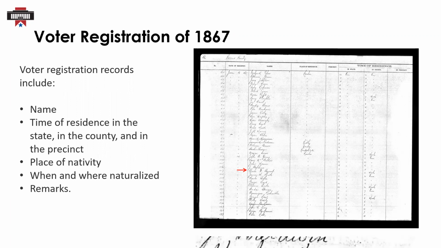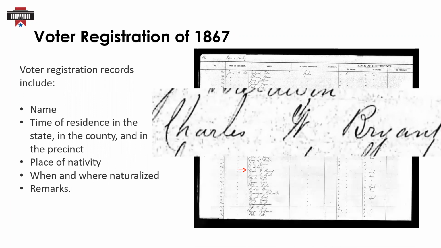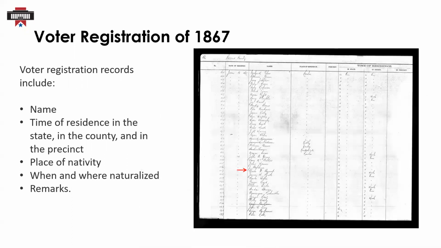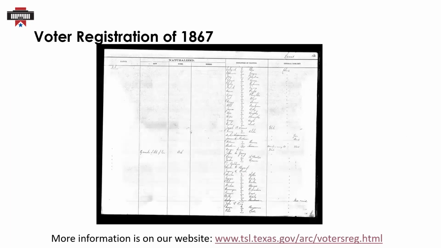Charles W. Bryant, whose name is shown here in the 1867 voter registration list, represented Harris County in the Texas legislature during Reconstruction. He registered to vote on June 14th, 1867, and listed his residence as Houston. He appears to have lived in Texas for 10 years and in Harris County for 10 months. The second page contains additional information.